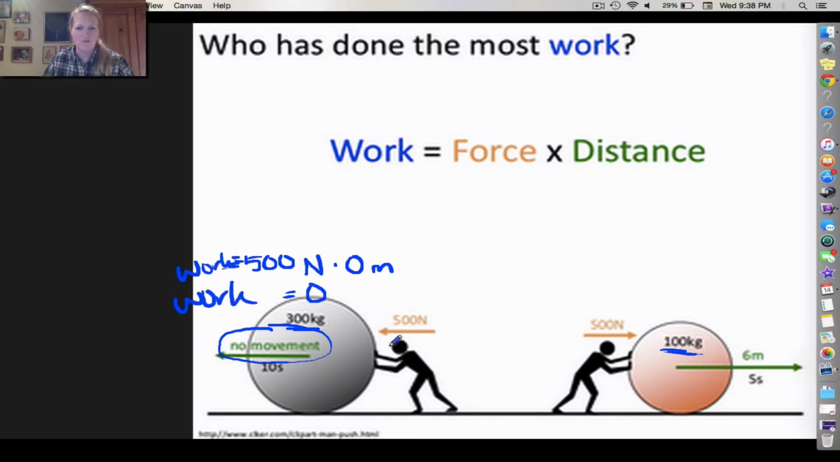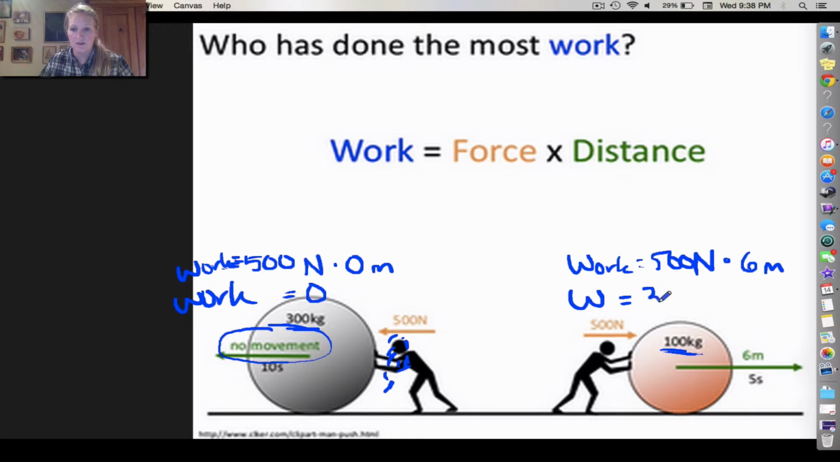So they've done no work, but of course they're sweating. Look at all that sweat pouring off of them, right? They're sweating like crazy, but nothing is moving. This person, however, is pushing that same 500 newtons of force, and they are moving a beautiful 6 meters. They're able to move that huge ball 6 meters. So the W for this would be 3,000 Nm, or you would say 3,000 joules. Okay, so that's examples of the type of calculations you might see or you might not see.